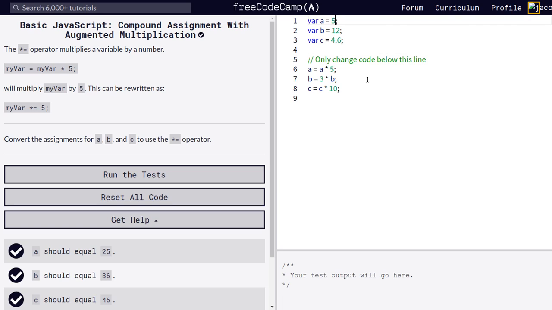So let's say we have a variable a which is assigned the number 5, and we want to multiply a by 5. Then a is assigned 5, and 5 multiplied by 5 equals 25. It returns 25.